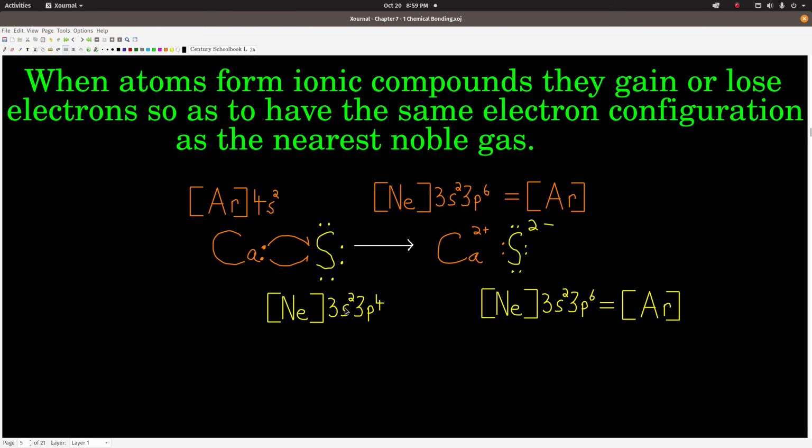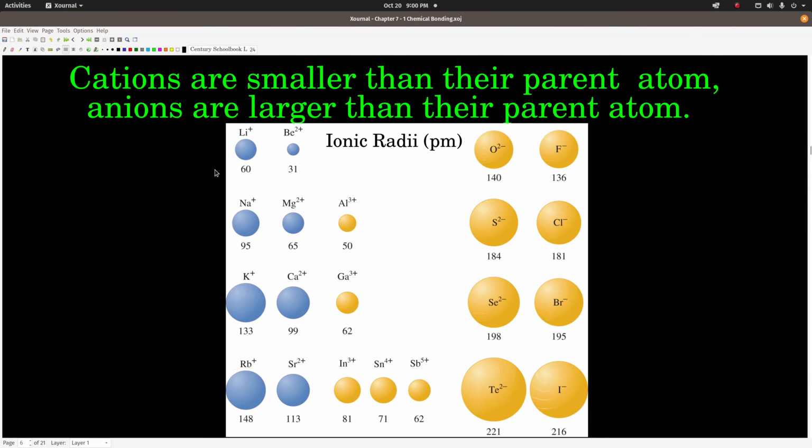So if you bring these two together, they're going in the same direction. Calcium wants to get rid of 2 electrons, sulfur needs to gain 2 electrons. So they transfer electrons, and we end up with the calcium ion, whose electron configuration now is the same as argon, neon 3s2 3p6, and the sulfide ion, whose electron configuration is the same as argon, neon 3s2 3p6. It just so happens that they're both like argon. They don't have to be, just noble gas. So that's how ionic compounds form, and why they form too.